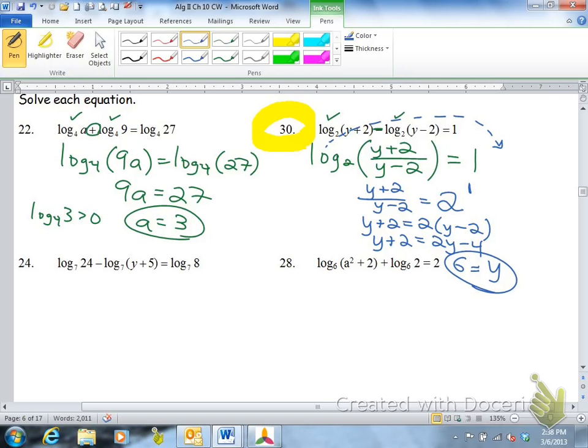6 is not extraneous because when you plug 6 into here, you would get positive 8. When you plug 6 into here, you would get positive 4. So they're both positive, so it's not extraneous. So you could pause this video and see if you could answer 24 and 28.